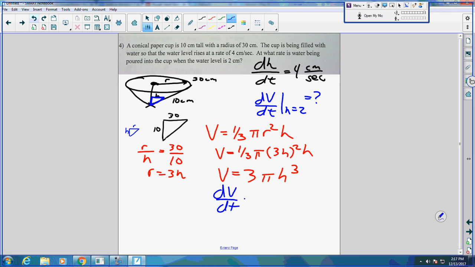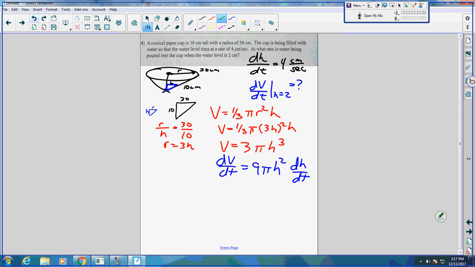dV/dt, the derivative of V is 1. The derivative of H cubed is 3H squared times pi. 3 pi times 3 is 9 pi H squared, dH/dt. And again, we get to a formula where everything is known. So dV/dt equals a little bit of math: 9 pi, the height is 2 centimeters, squared, times 4 centimeters per second. Take 2 seconds to notice right away: centimeters squared times another centimeter, our units are cubic centimeters per second. That matches dV/dt, so I feel really good that I didn't make a mistake.